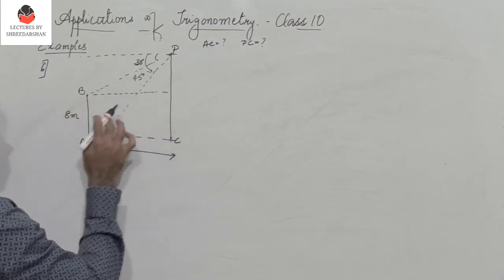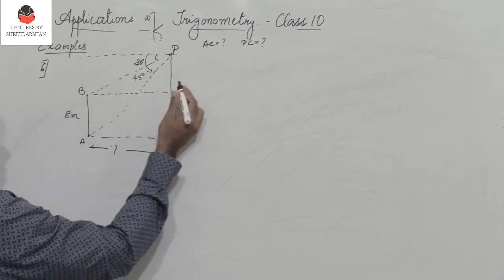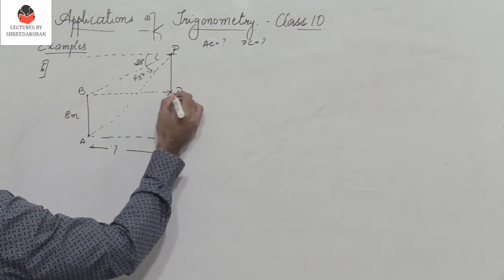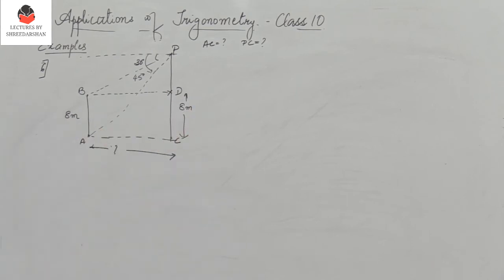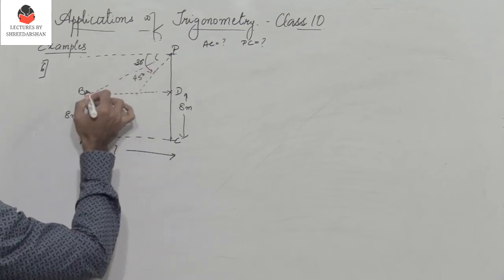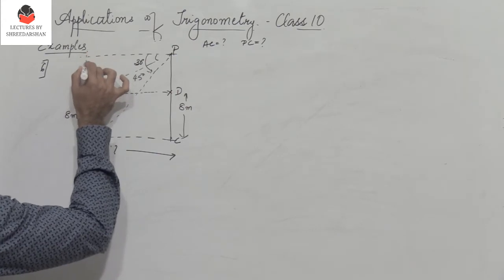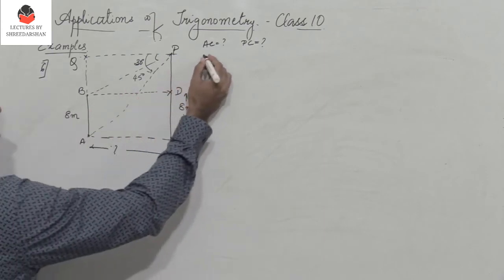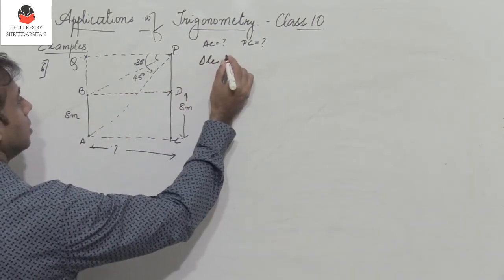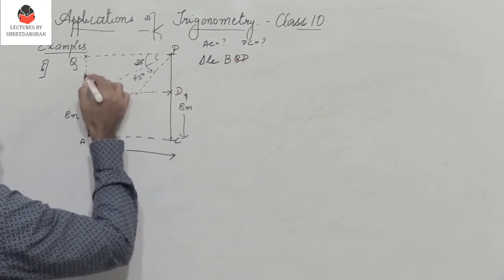consider a line which is parallel to AC from B. Let me call this point D. So DC is also 8 meters. Okay, so now what do we do? How do we proceed? Now let us consider tan 30 degrees. To consider tan 30 degrees, I need to consider a right angle triangle. So let me consider another point Q. Now let's consider the triangle BQP.